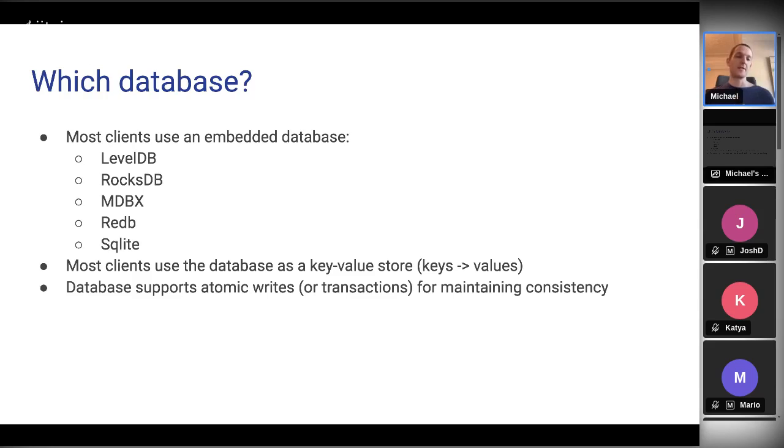All of these databases support some form of transaction or an atomic write. The one that we use in Lighthouse mostly is LevelDB, and it's looking a bit old at this point because it doesn't really have proper transactions, but it gets the job done for us, and we will probably move to RedDB as it becomes more mature. RedDB is a Rust embedded database.